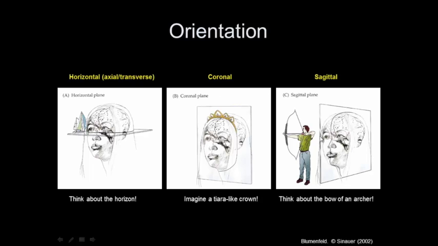And then sagittal. For sagittal, you have to think about the bow of an archer. So basically, it's a plane that would split your head in the direction you're facing. Okay.